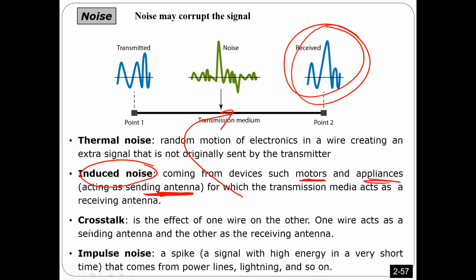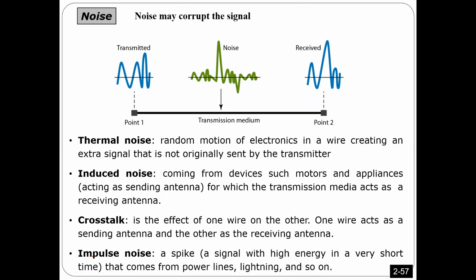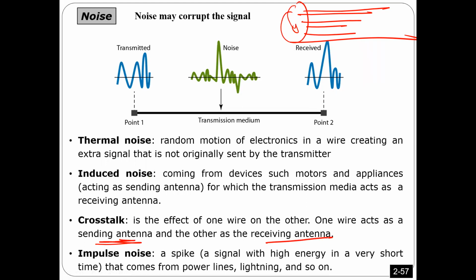There is another thing here, we call it crosstalk. Usually, if you have a cable, you have wires in it, so it's exactly the same idea. One wire can have an impact on the other wires. One wire is going to act as a transmitting antenna, and the other one is receiving it. That's why in Network 1, you were told that sometimes if we twist the cable, we can reduce the impact of crosstalk.